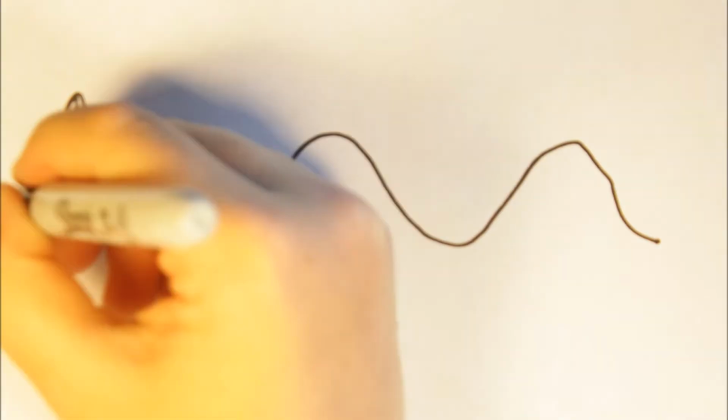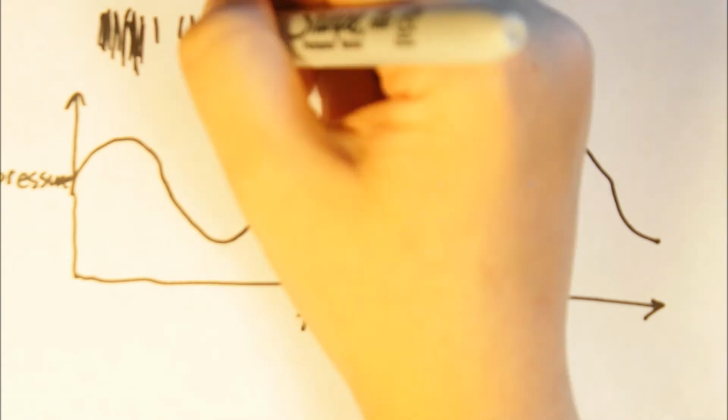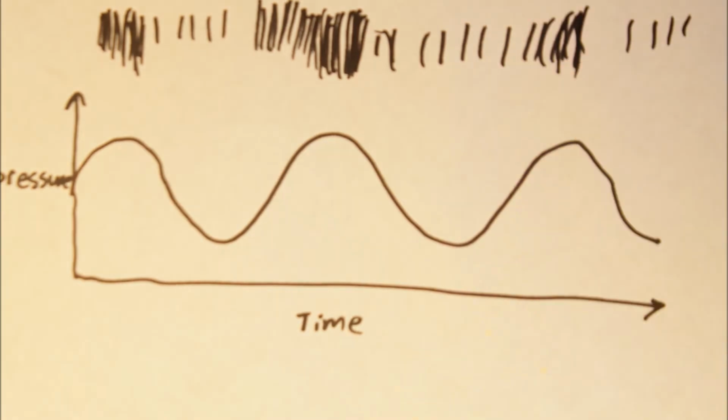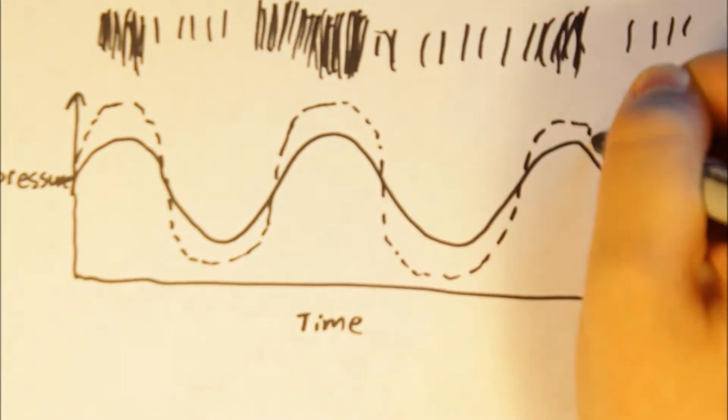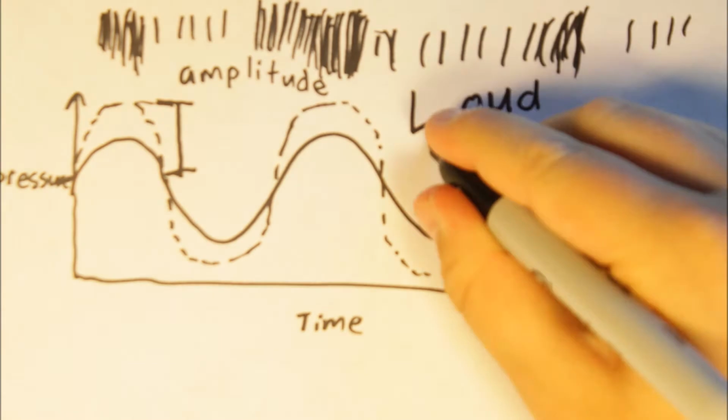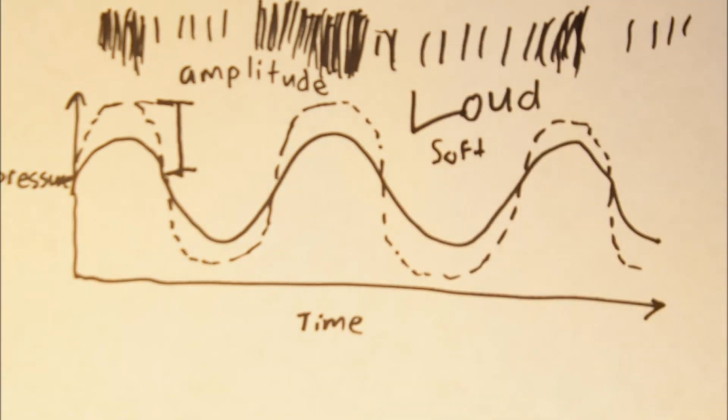You've probably seen sound represented by this wave, but what does it mean? Well, this is actually a graph of pressure difference over time. The higher points are the compressions and the lower points are the rarefactions. The difference between average pressure and the highest pressure or lowest pressure is the amplitude, and that determines how loud or soft the sound is. The bigger the amplitude, the louder the sound.